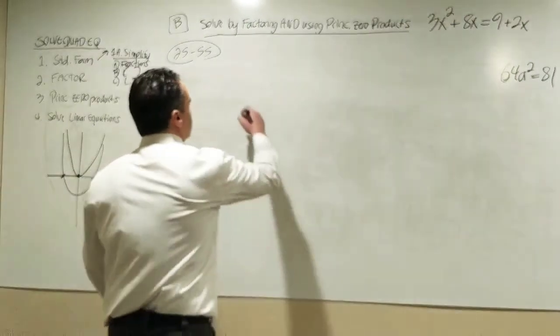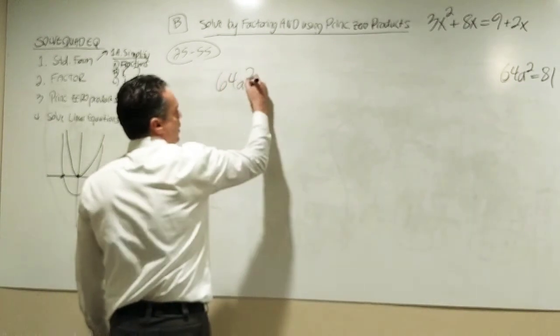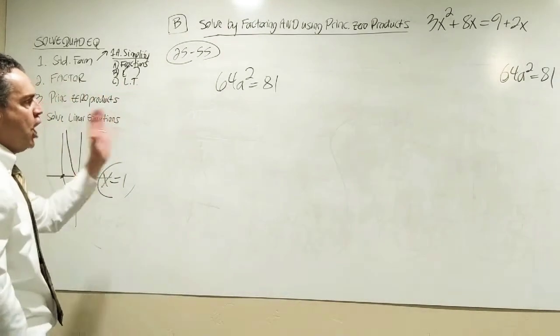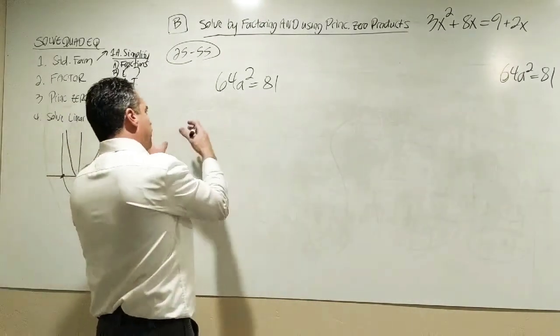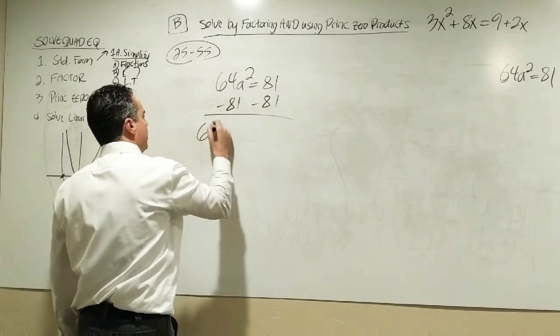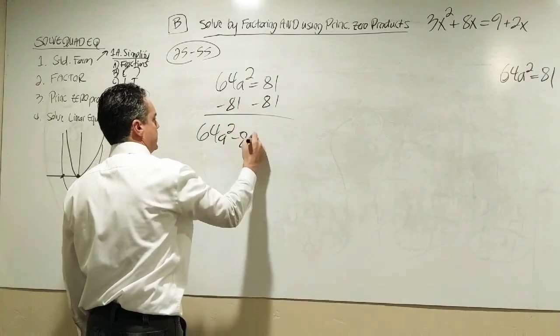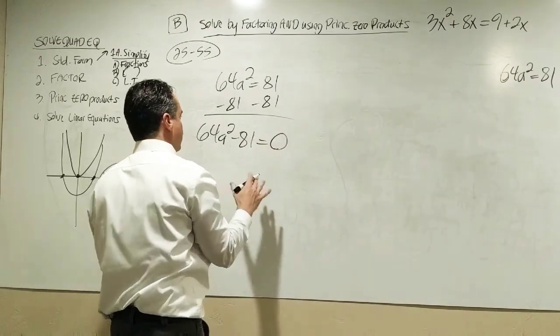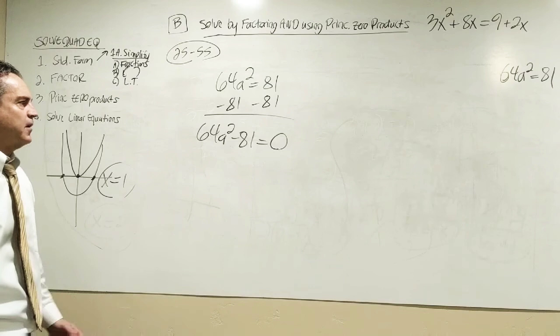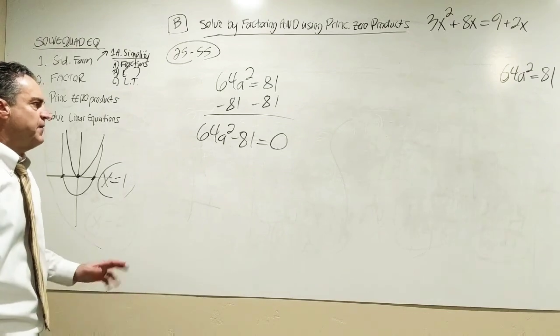So check it out. 64a squared equals 81. Okay, is it in standard form? No. Okay, why not? Because all the terms are not on one side. So we're going to subtract 81 and subtract 81. I love problems like this. These are special cases, and they're kind of cool special cases where you have bigger numbers that are perfect squares. They're just kind of fun because sometimes people are like, ooh, that's not factorable.